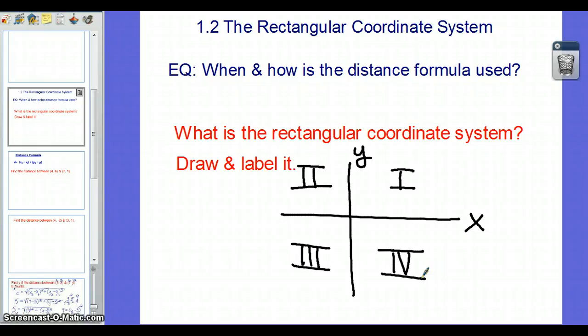So you should know the axes and the quadrants. Additionally, the point where the axes intersect is called the origin. And that is where we define each pair of coordinates. Now that we know the parts of the coordinate plane, let's go on to calculating the distance between 2 points in the plane.